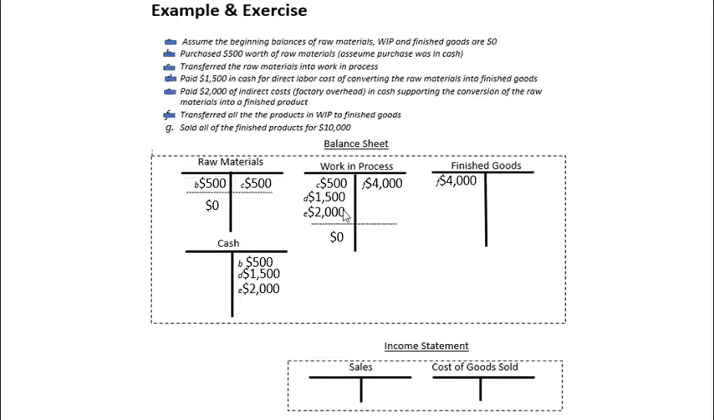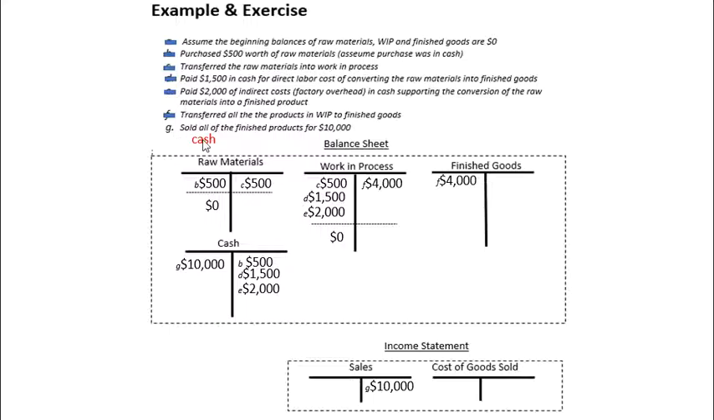And again, when we add our debits and our credits together, we have a balance of 0 in work in process. And the last entry now is we sold all of our finished products for $10,000. So again, the value of our finished products is going to get transferred now to cost of goods sold, because we sold all of our finished goods. So there's actually going to be two entries here. The first one is the recording of the sale itself, and the second one recording of the movement of finished goods to cost of goods sold.